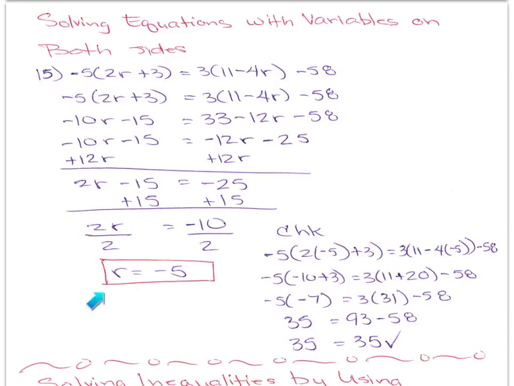Now from here, r is equal to negative 5. We can plug it in or substitute it in the original equation. And as you can see, once we substitute it in, once we work it out, you're going to end up with 35 is equal to 35. So that means r equals negative 5 is a solution to this equation right here.